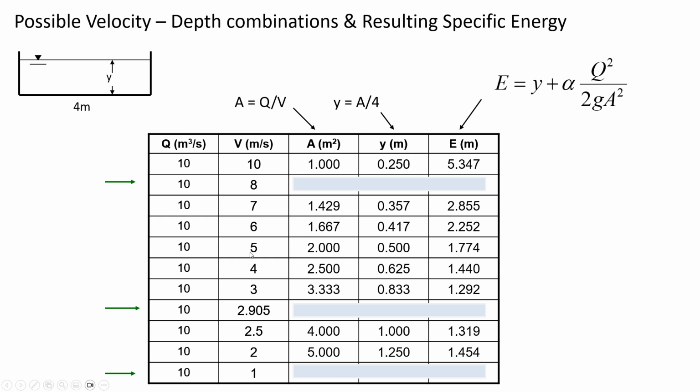But I'd like you to go through and calculate the area, depth, and specific energy for this middle one, where I've said let's go for a velocity of 2.905. So let me pause for a moment, allow you to calculate the area, depth, and specific energy and see what's special about that. Why did I single out that particular velocity? See if you can do some pattern recognition and find out what makes it unique.